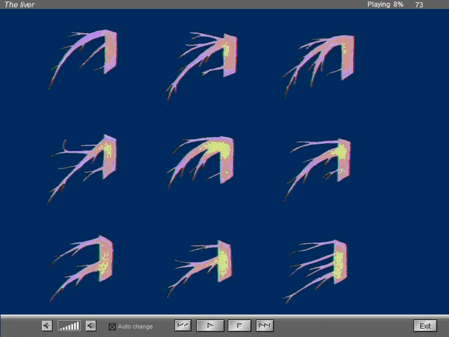This is a diagram showing some of the anatomic variations of the venous drainage of the hepatic veins into the inferior vena cava. Note that in some instances we have 2, 3, 4 or more hepatic veins that drain directly into the inferior vena cava.